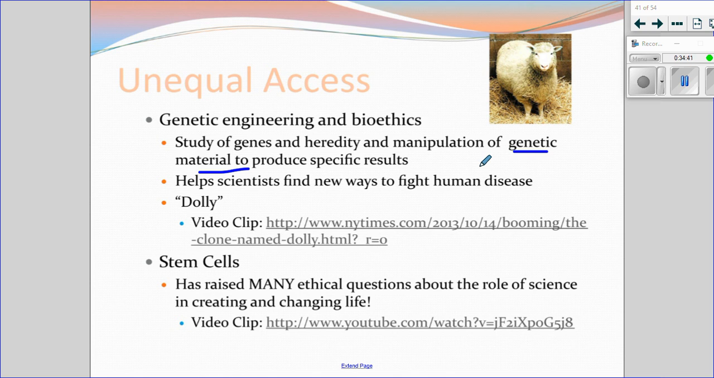But it's a slippery slope, because other scientists say that this is only a short leap from choosing physical features like eye color and height, and things like that. So there are some serious bioethical questions raised about genetic science. Stem cell research has raised many ethical questions about the role of science in creating and changing life, for the very reasons that I've listed here.